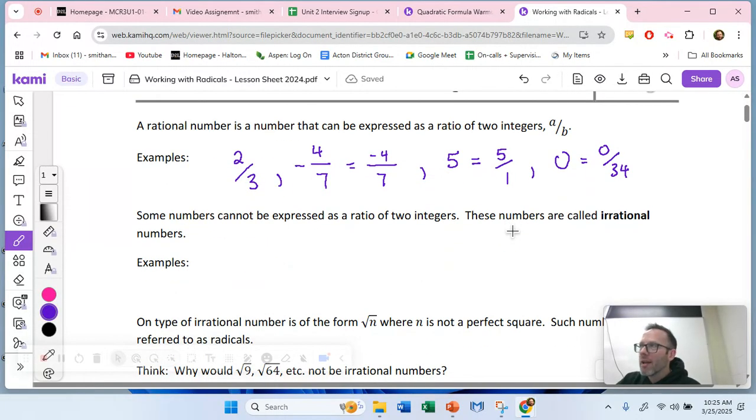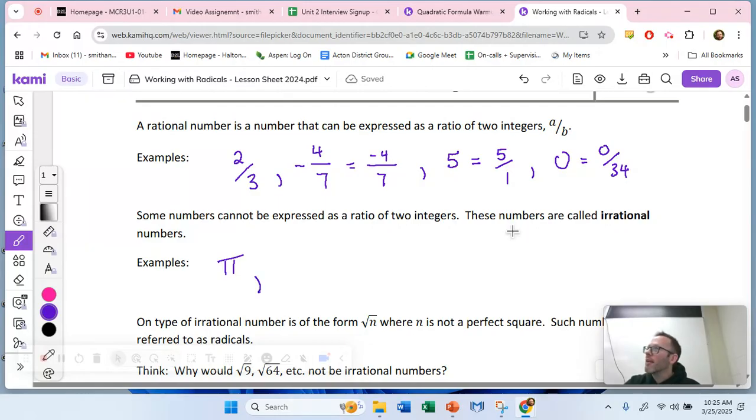Some numbers cannot be written as one integer divided by another. These are called irrational numbers. Do you guys know any irrational numbers off the top of your head? There's a classic one you use in measurement all the time, with circles. Pi. You guys seen the number pi before? Pi is an irrational number. You cannot express pi as a ratio of two integers exactly. You can get close.